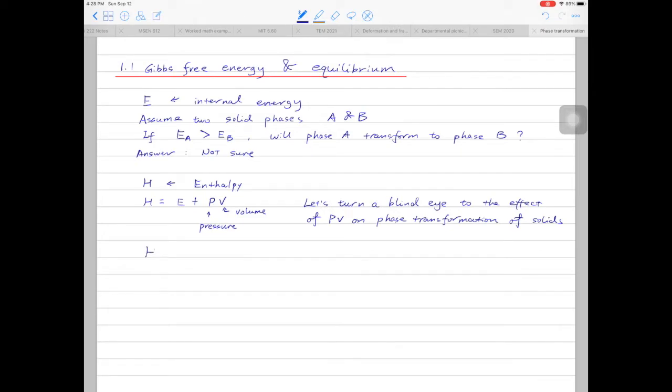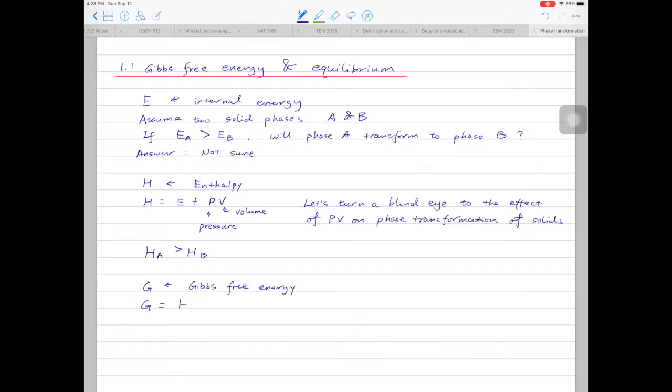Again, H itself does not capture the entire picture. Phase A having higher enthalpy does not guarantee the phase transformation from phase A to phase B. To really determine whether phase transformation will happen, we need to introduce the third concept called Gibbs free energy.